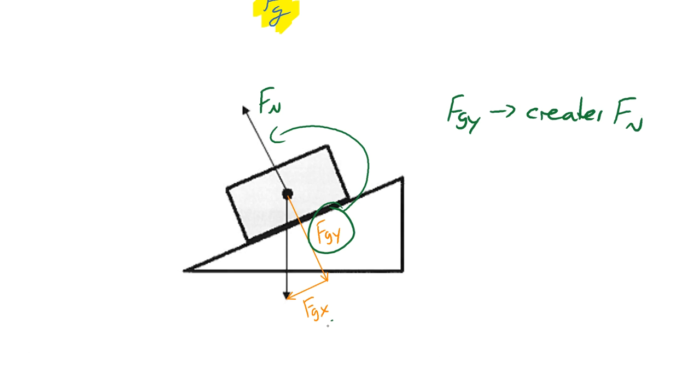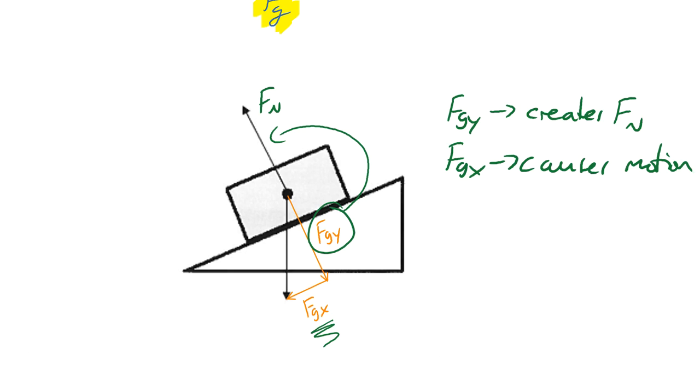So then what about the FGX? Well, you can see the FGX is actually pointing down the ramp. So that's the part that actually causes the box to accelerate. The FGX part is what actually causes the motion. And how much FGX or how much FGY you get totally depends on the angle. So the angle is a big part of this. And you guys know this. If you've got a ramp with a really, really small angle, it barely moves. But a really steep ramp would.